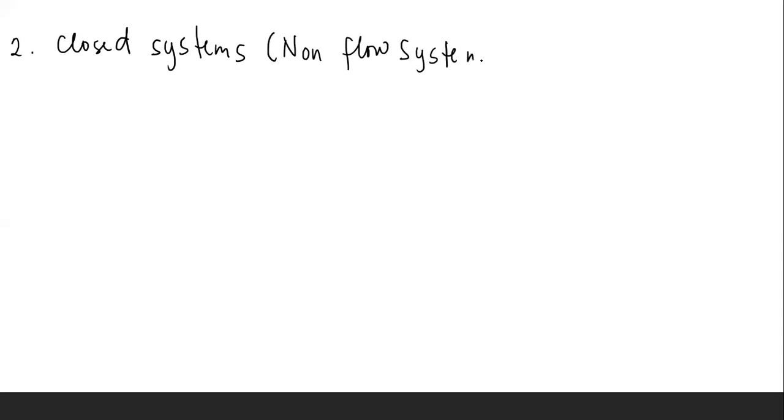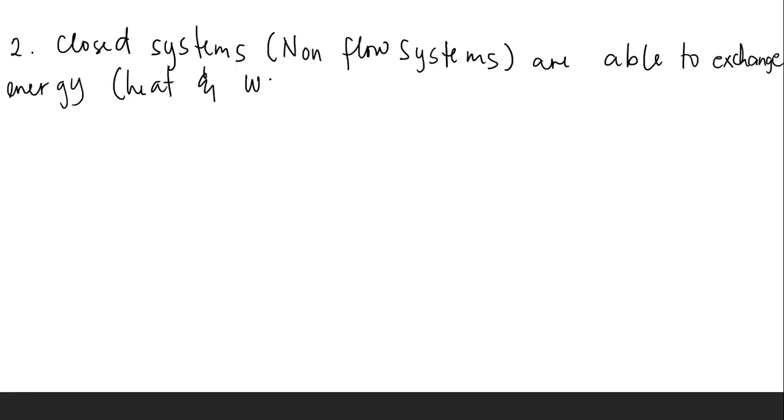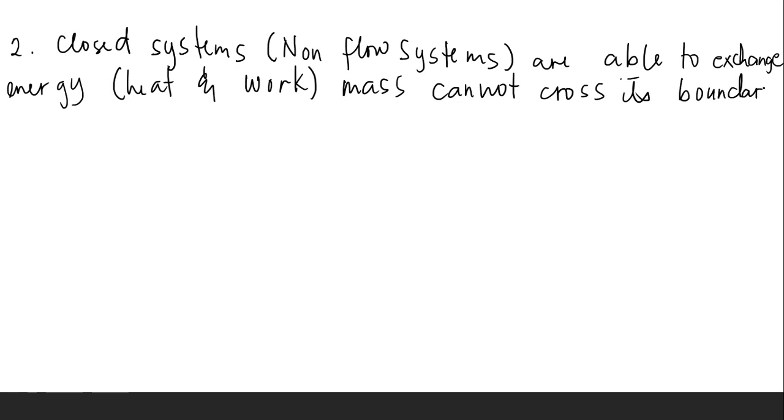Number two type is the closed system. This one is the non-flow system. They are able to exchange energy and work. Mass cannot cross its boundary. That is the difference between the open and the closed system.